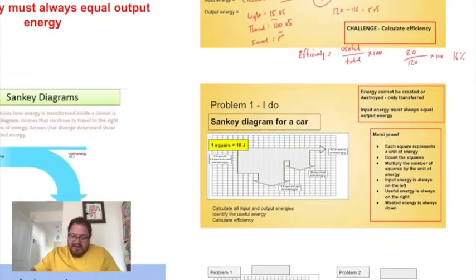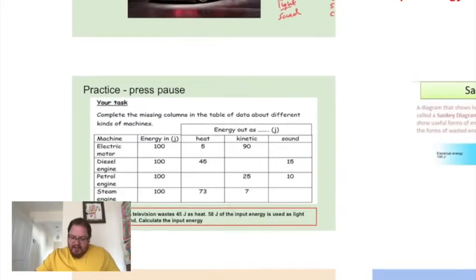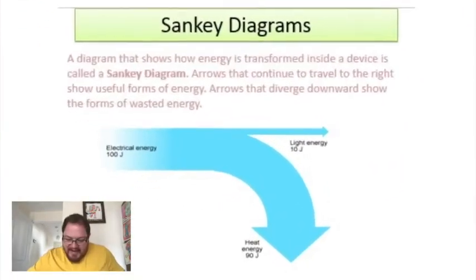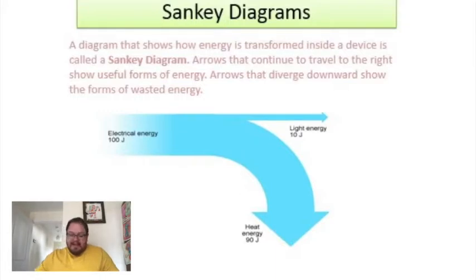So let's take it to the last stage now. We're going to talk about Sankey diagrams. Now, Sankey is a name, so it's always got a capital S. It says there, a diagram that shows how energy is transformed inside a device is called a Sankey diagram. Arrows that continue to travel to the right are always the useful. So if it continues to travel along this line, it's always useful energy. And arrows that go down show your wasted energy. More often than not, these are going to be bigger because the thickness of an arrow shows how much energy. And we're going to do this on a grid now, so I'll just show you that.